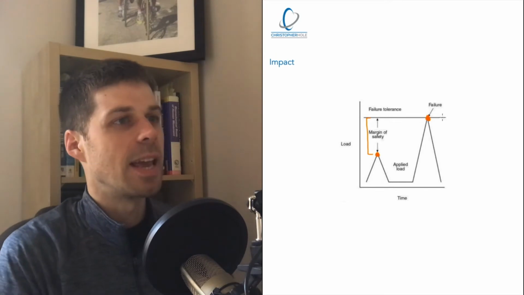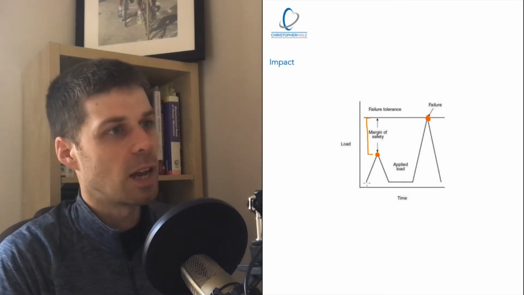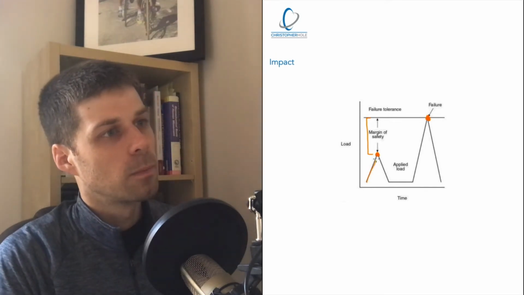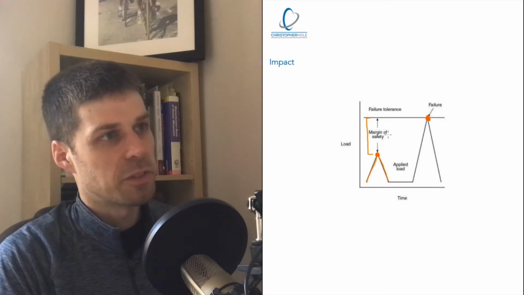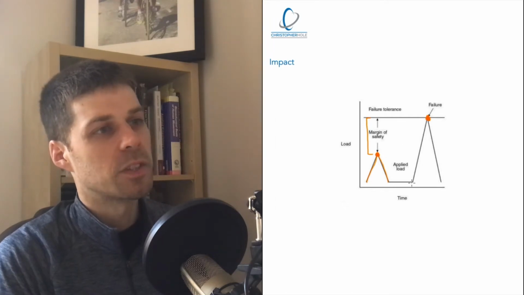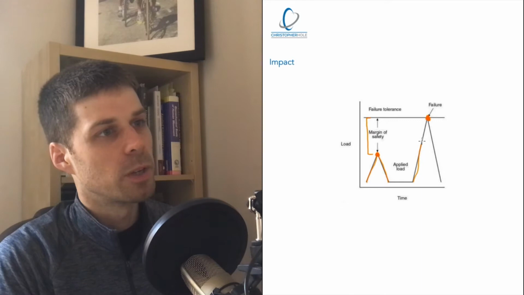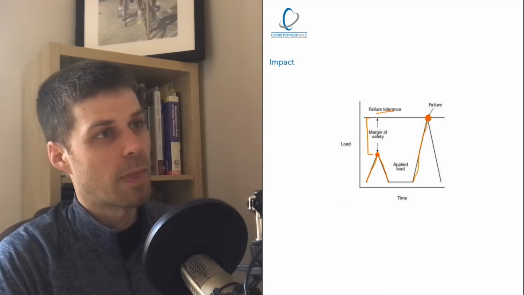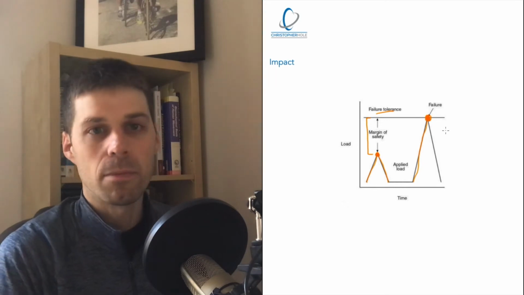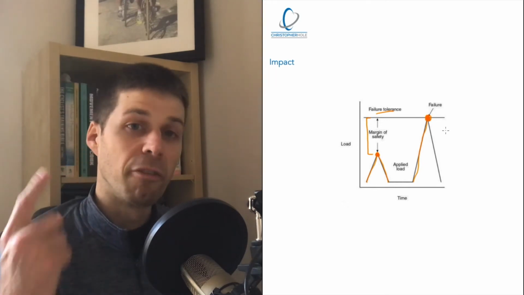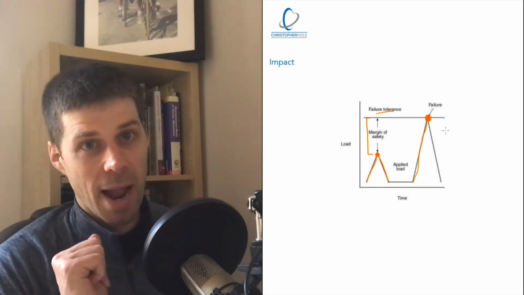As you can see here, you've got the applied load, obviously the margin of safety that we've talked about, and then the second time the applied load exceeds the failure tolerance and the back fails, and then there's an injury. So the first way is impact.